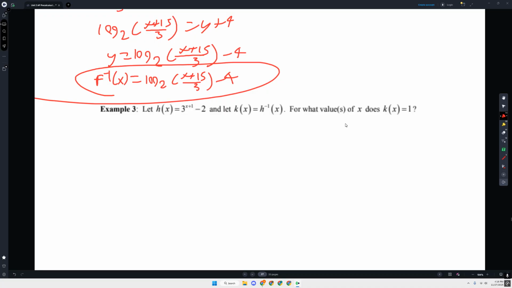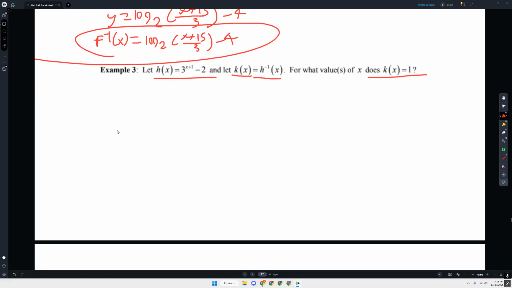From there, we're going to find where k of x is equal to 1. It's saying k of x is equal to the inverse of this function. So we first have to find the inverse of the function. So we're going to say x is equal to 3^(y+1) minus 2. X plus 2 is equal to 3^(y+1). From there, we're going to take the log of both sides. This would be log base 3 of (x plus 2) is equal to y plus 1.